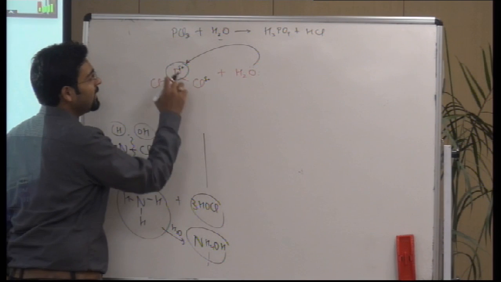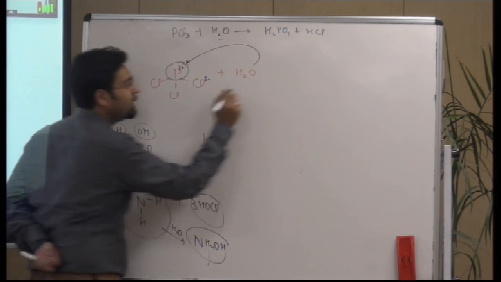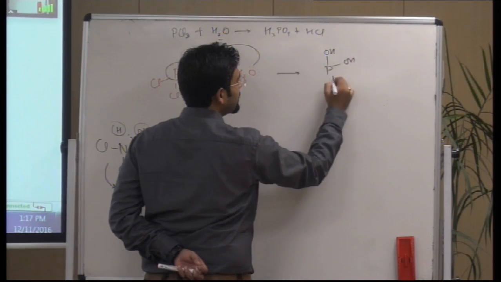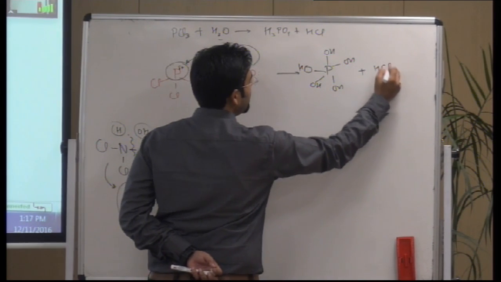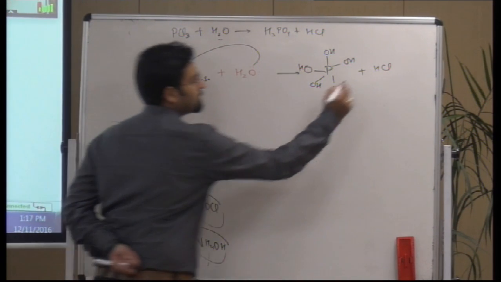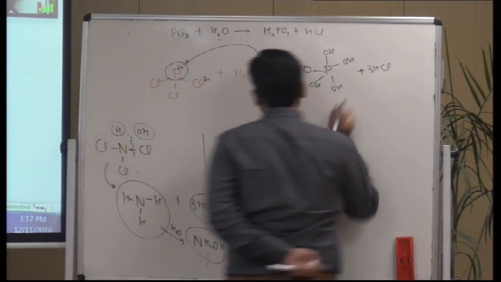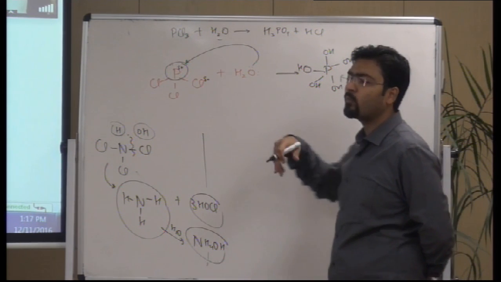So I can say that OH will bind to the phosphorus and H will bind to the chlorine, and gradually it will be replacing with OH, OH, OH, OH and OH, and you can remember it as 3HCl. Too many OH would definitely not be stable. Obviously, this is not how it is happening, but this is how we can remember it.